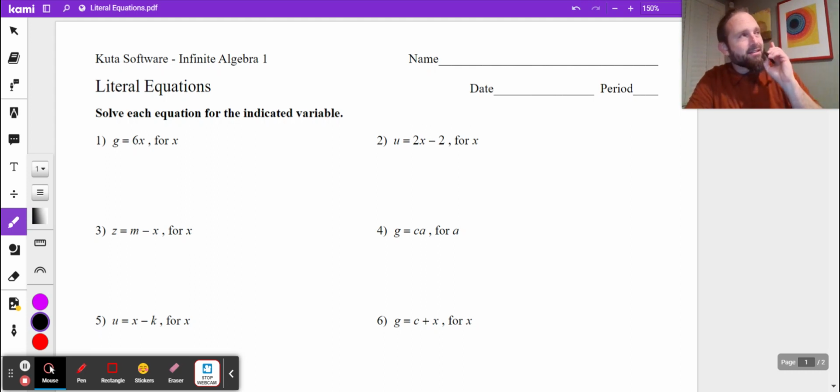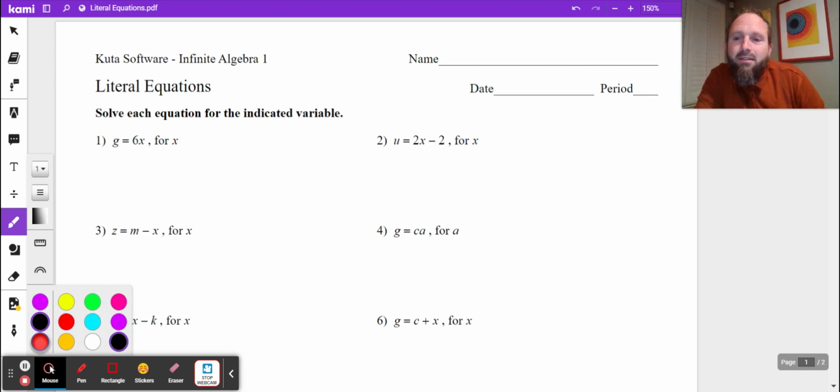Now, this is not part of Module 4, but we're going to be doing a little bit of it before you get into Module 4 because it's important for you to be able to solve for different variables. So, let's dive into this.